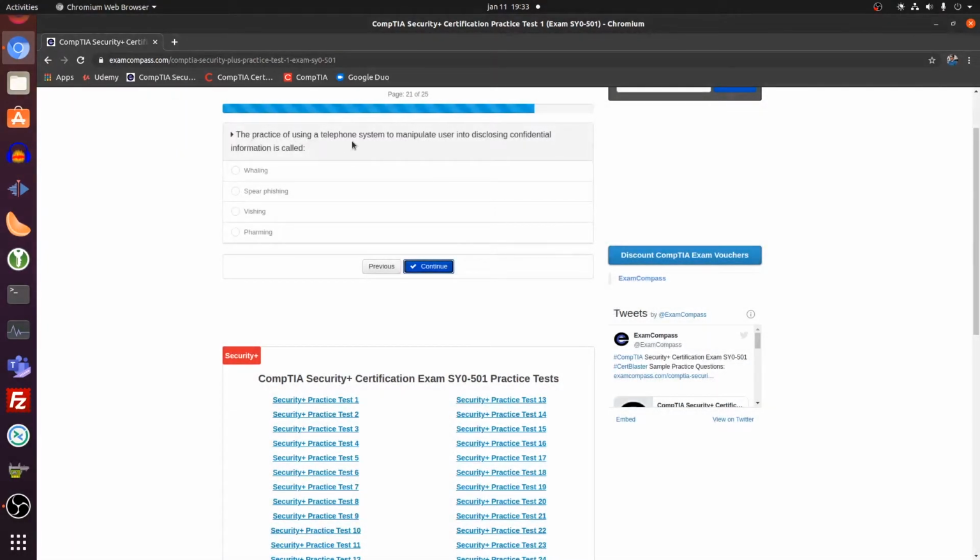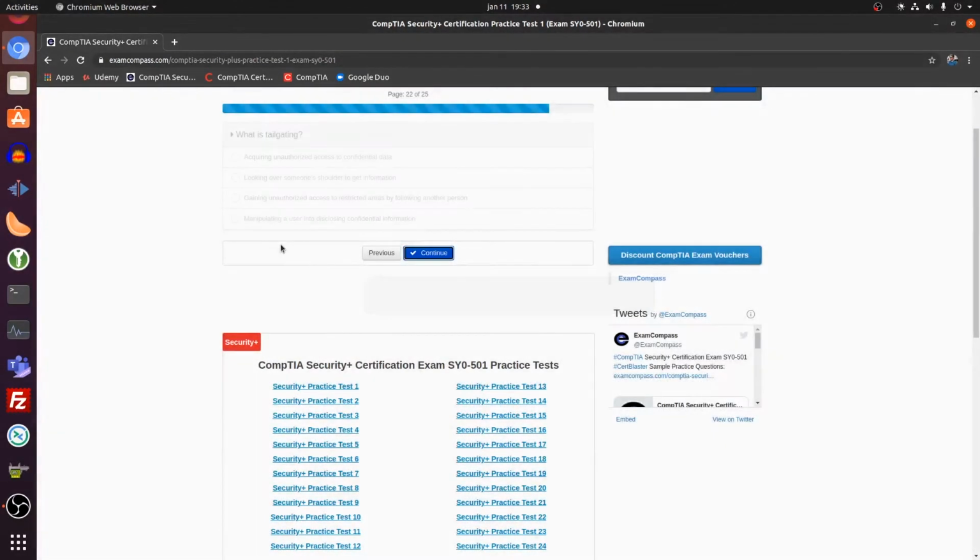The practice using the telephone system. That's phishing. Okay, what's tailgating? Acquiring... I think this one. I'm not sure.